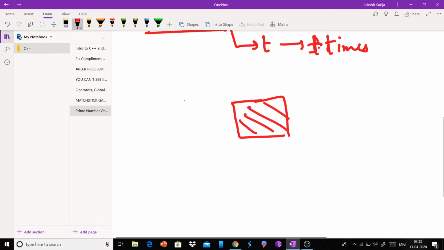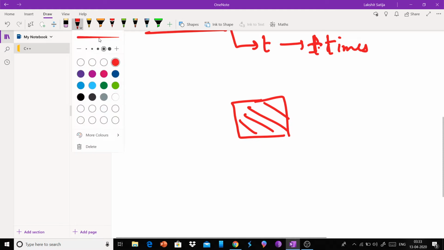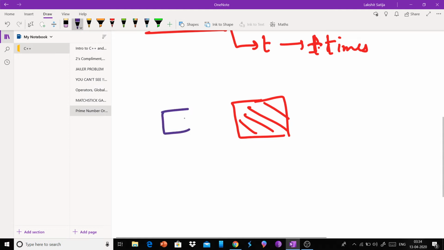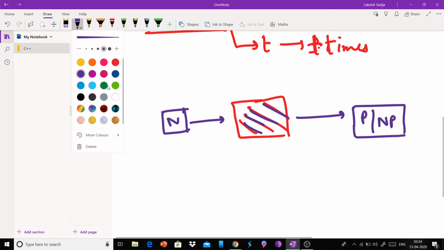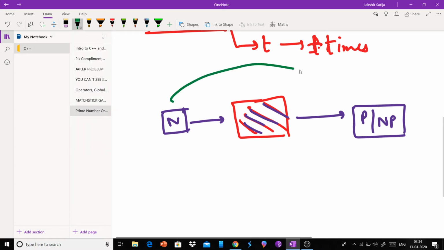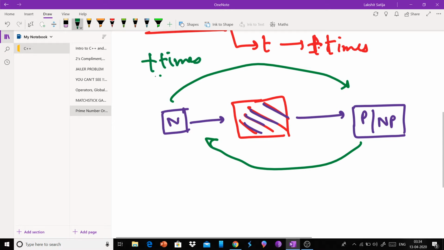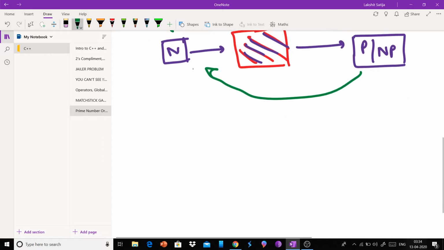Check whether number n is prime or not, right? So what will happen is that we will give it input n, it will process it, it will run, and it will give output prime or not prime, right? What we want is that this process should repeat t times, right? This is what a test case means, that this program should run t times, right?